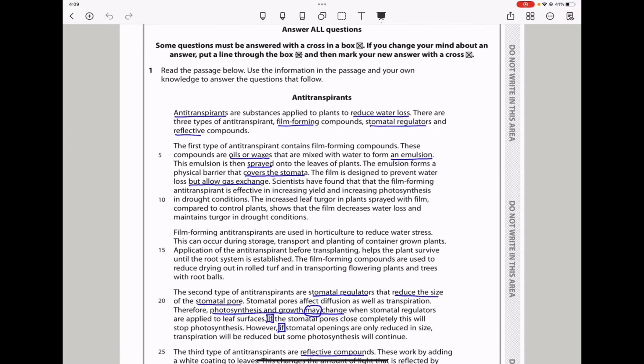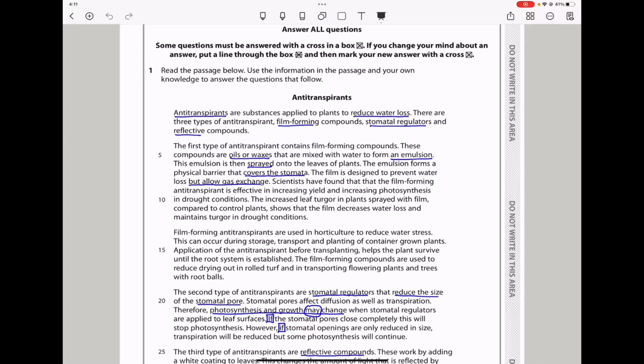They say antitranspirants are substances applied to plants to reduce water loss. There are three types of antitranspirants: film-forming compounds, stomatal regulators, and reflective compounds. The first type of antitranspirant contains film-forming compounds. These compounds are oils or waxes that are mixed with water to form an emulsion. This emulsion is then sprayed onto the leaves of plants. The emulsion forms a physical barrier that covers the stomata. The film is designed to prevent water loss but allow gas exchange.